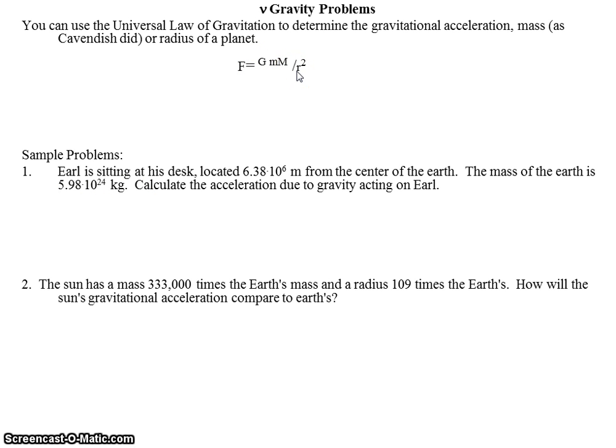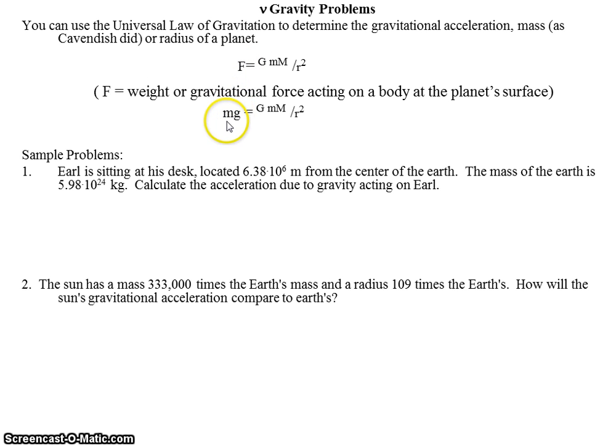This used to be d squared, but now it's r squared. The reason is we're talking about the force of attraction on the surface of the planet. So we would then be looking at the radius for the distance that that object is away. The little m would be the mass of the object, and the large M would be the mass of the planet. Well, if we're talking about the force due to gravity on the surface of a planet, we call that weight.